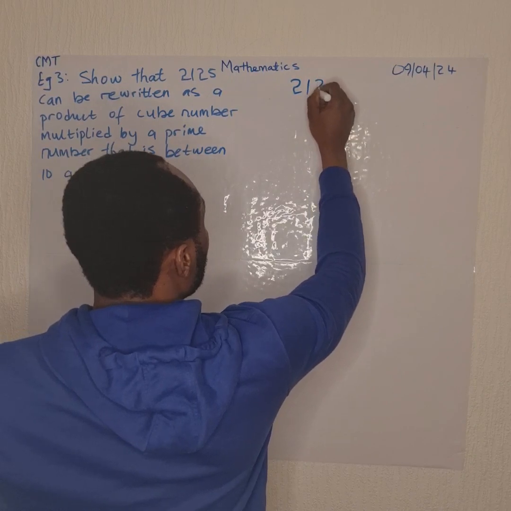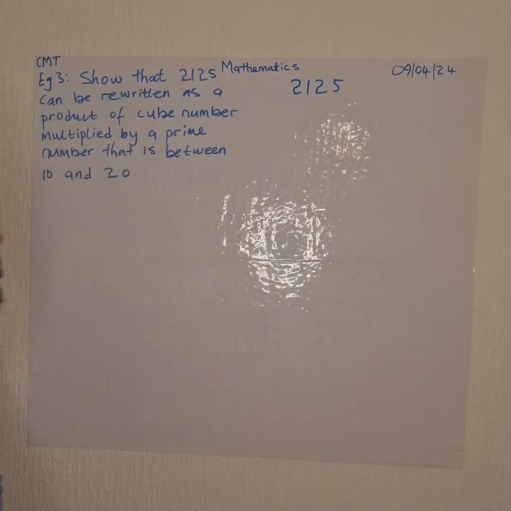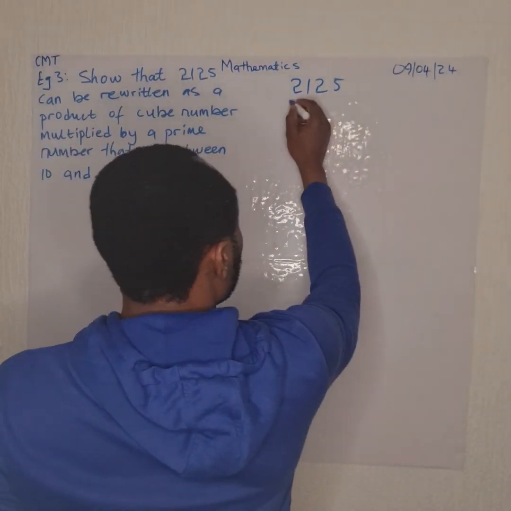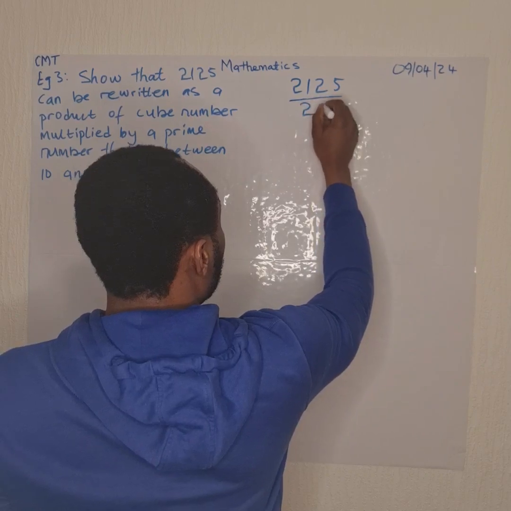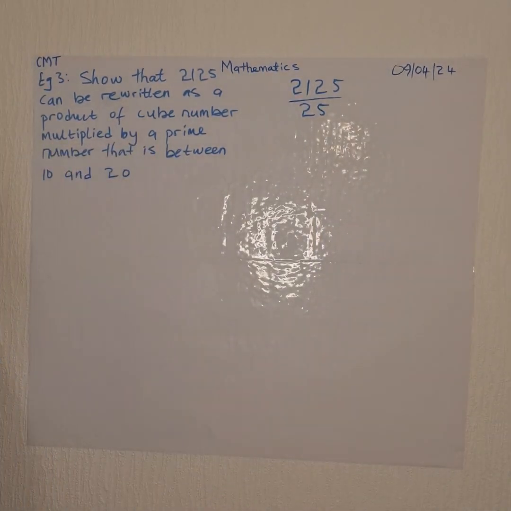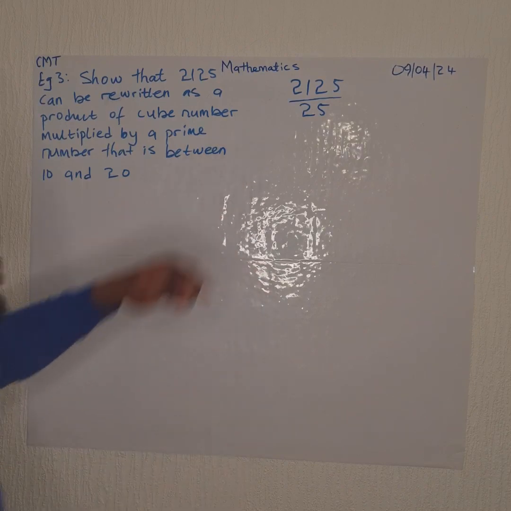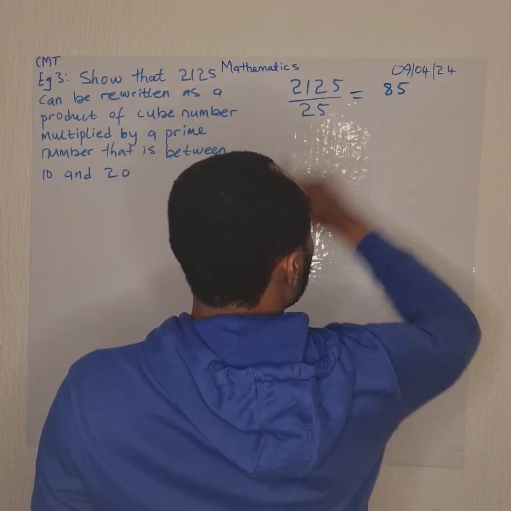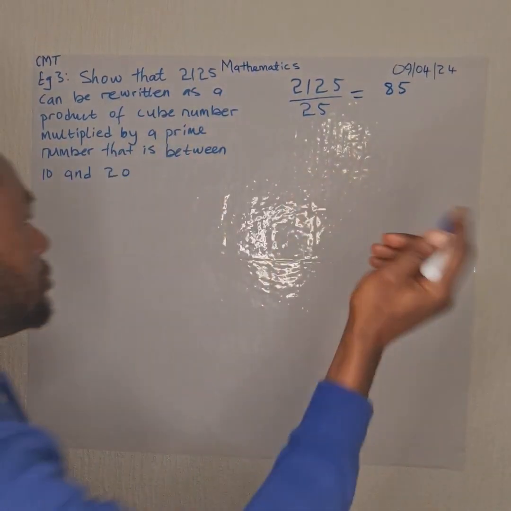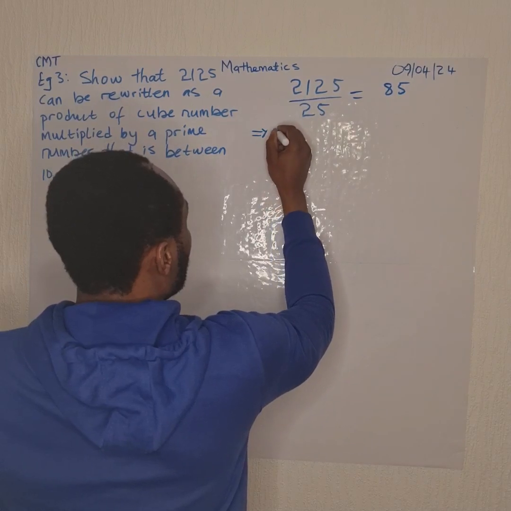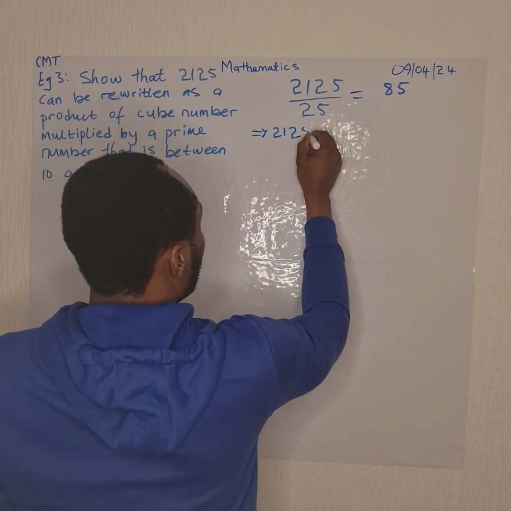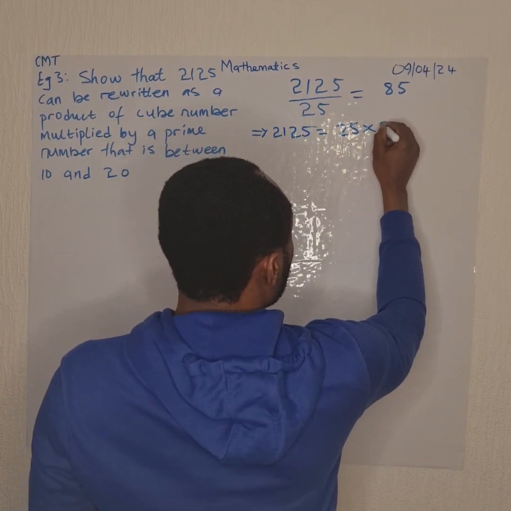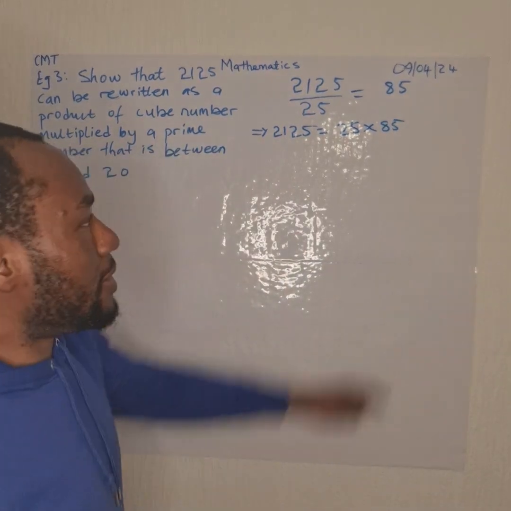2, 1, 2, 5. Let's start by dividing it by 25. If you divide this number by 25, you can use your calculator. You'll get 85. This means that 2125 is equal to 25 times 85. All right, let's pick this one.